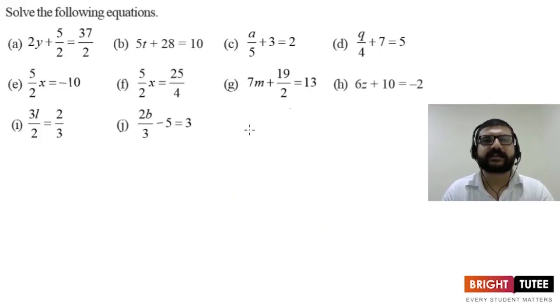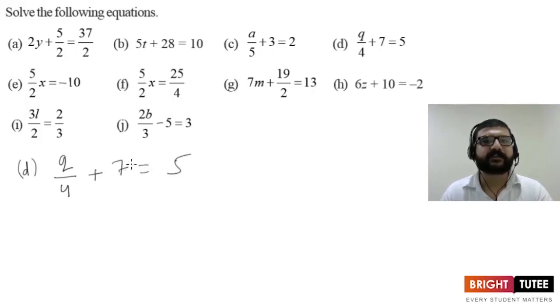Now the next part is part D of the question. So here the equation is q upon 4 plus 7 is equal to 5. Now for solving this, first we will transpose plus 7 to the right side of the equation.